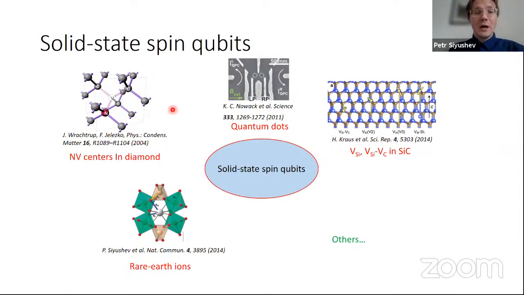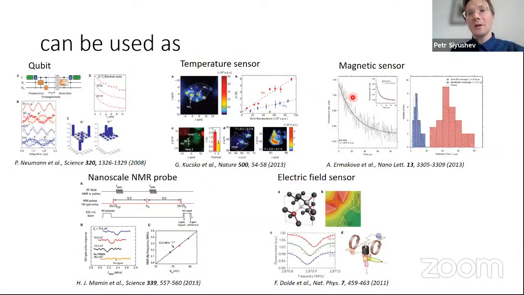However, up to now, diamond remains one of the leading contenders, mainly because it has a quite unique defect, the so-called nitrogen vacancy center. And this defect has, as I said, quite unique properties which make it very useful for quantum information processing, temperature sensing, magnetic sensing, even nanoscale NMR, electric sensing, and so on. But at the moment we are talking about quantum information processing.